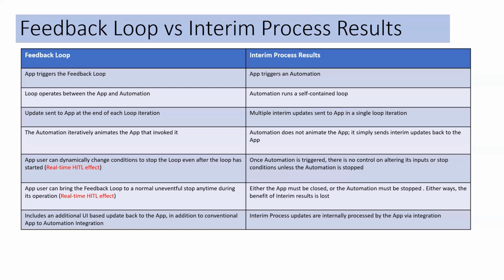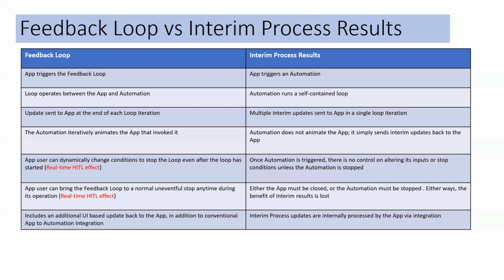Yep. And then obviously the control, right? With the real-time effect, what we're talking about is the app user can control your start and stop conditions in real time. Again, talking about interim process results, you cannot do that. And then one of the key things that you have is that there is additional UI-based collaboration between the automation and the app in the feedback loop. Basically, the automation goes and clicks on the user interface of the app to start it. So that is exclusively UI-based.